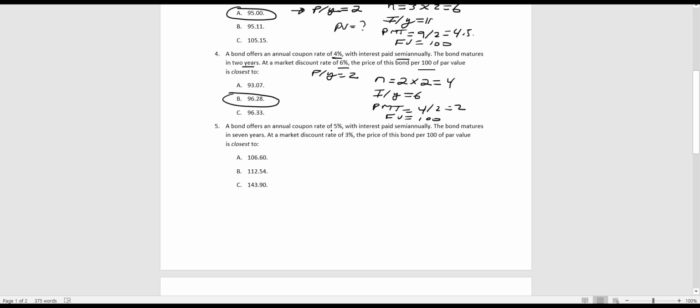So this next one, coupon rate of 5%, interest paid semi-annual, matures in 7 years, market discount rate of 3%. Okay. So again, PY, periods per year, equals 2. And then our N is going to equal 7 years, that's the X, times periods per year is 2. So that's going to be N equals 14.